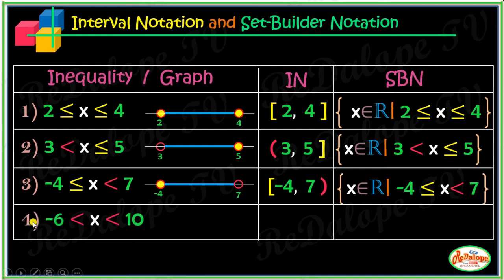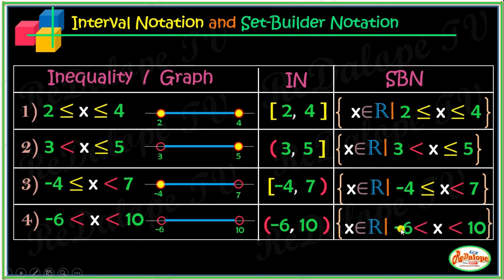For the last problem, we have x is greater than negative 6 but less than 10. Since it is greater than and less than, we will make use of two open circles wherein the endpoints are negative 6 and 10. And the interval notation is open parenthesis negative 6, comma, 10, close parenthesis. For the SBN, we have x is an element of R such that x is greater than negative 6 but less than 10.